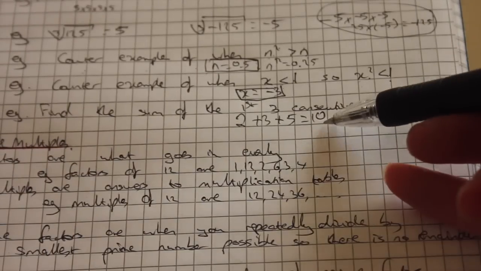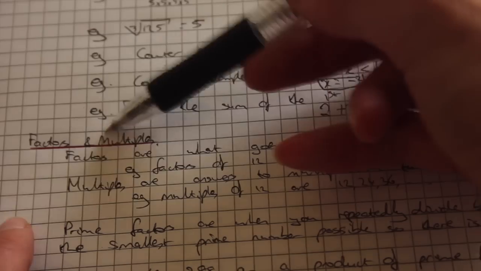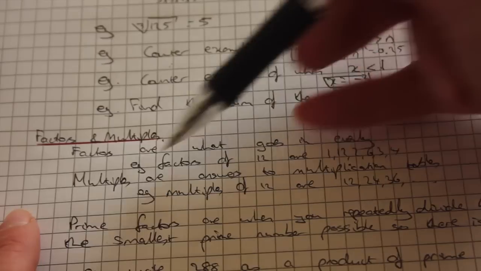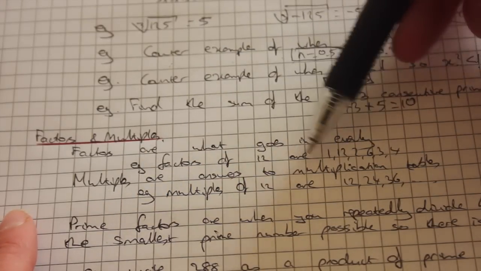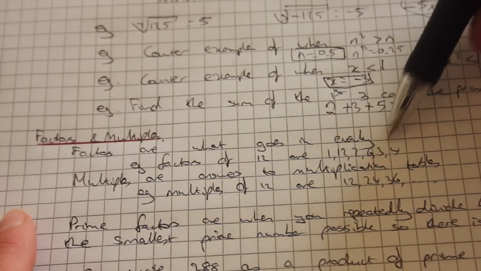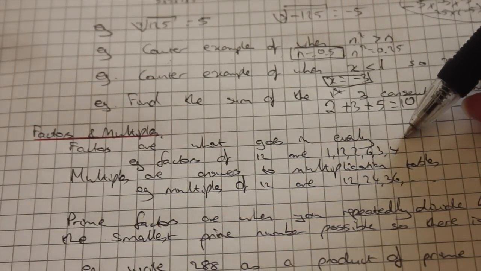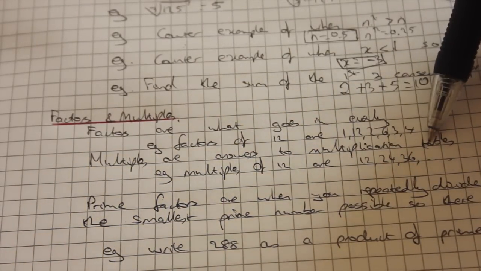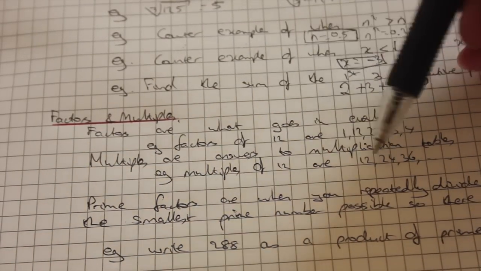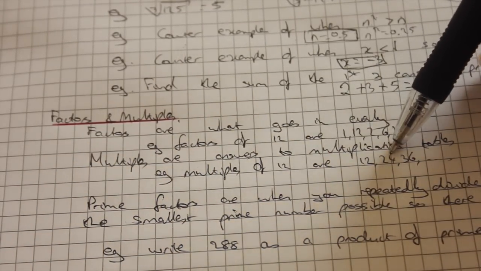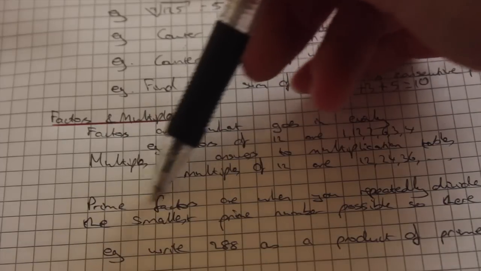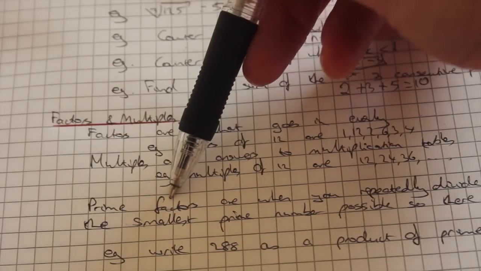Now, the next wee section I'm on now is factors and multiples. Factors are what goes in evenly. So for example, the factors of 12 are 1 and 12, 2 and 6, 3 and 4. If I was listing factors, I would always do them in pairs, so don't miss any out. Multiples are the answers to multiplication tables. So the multiples of 12 are like 12 ones are 12, 12 twos are 24, 12 threes are 36, and they go on forever.